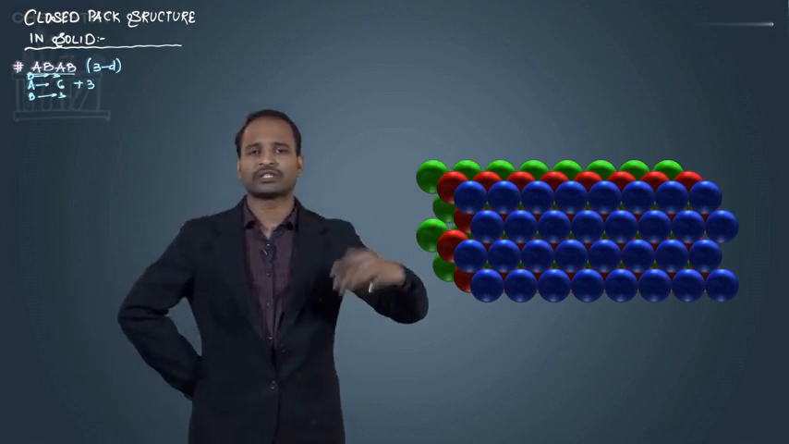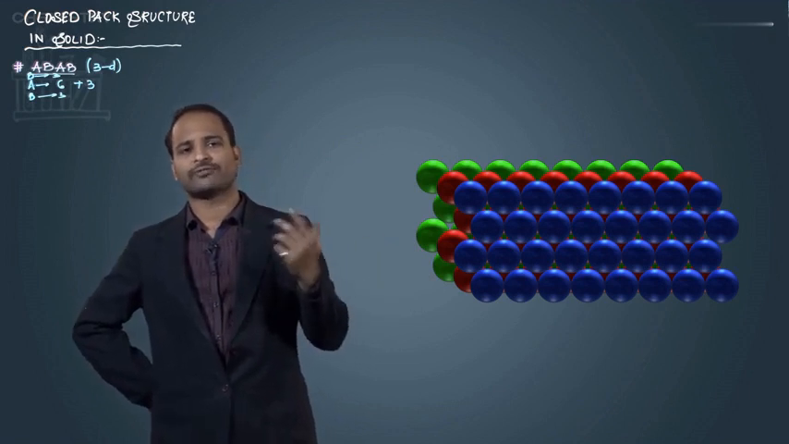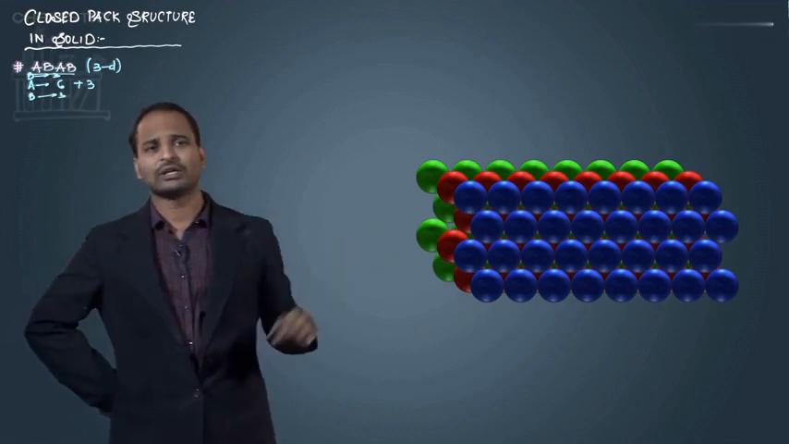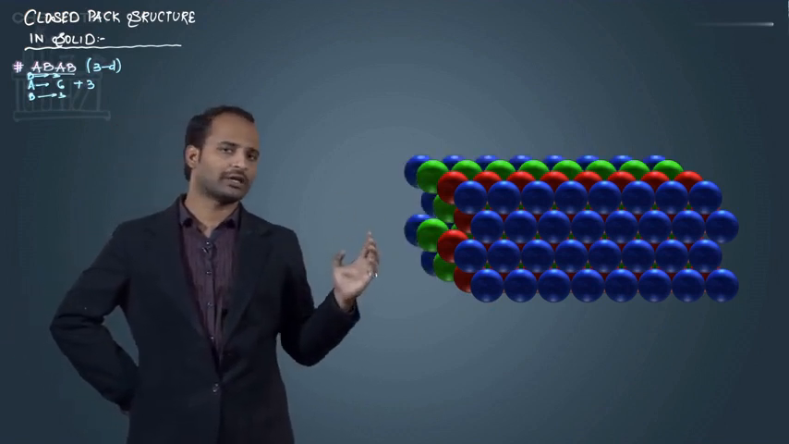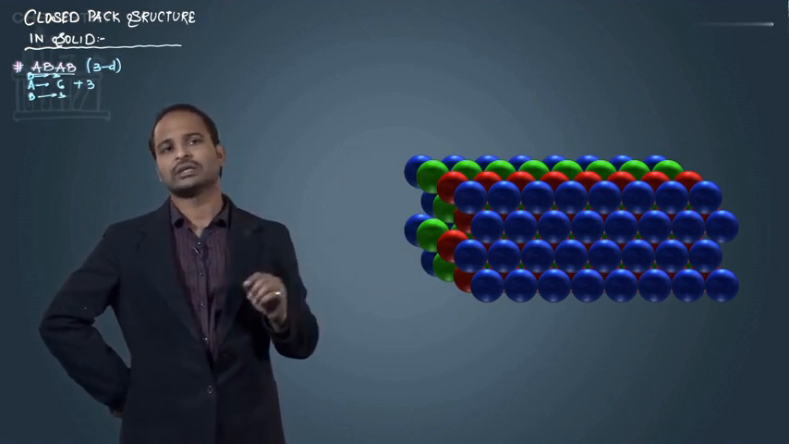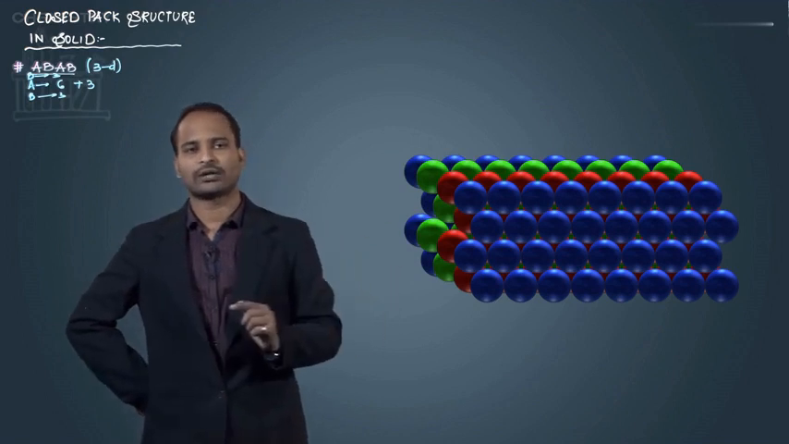They are forming a new layer which does not match with either the first layer or the second layer. That's why I'm giving it some other name. I'm calling this layer the C layer. So now finally we have A, B and C layers. In the C layer, that is the third layer, you will also get 2 different types of void, a tetrahedral void and an octahedral void.